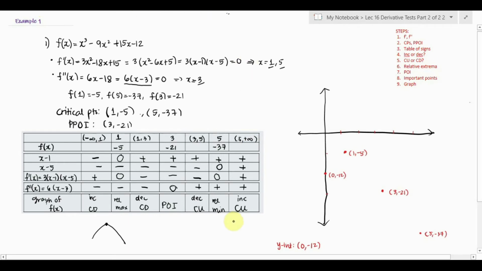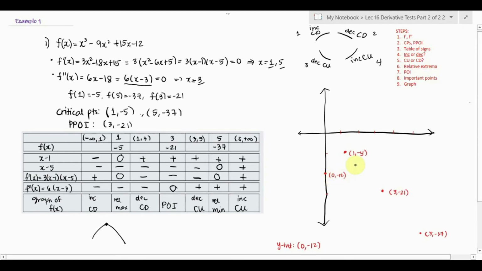So, we can now graph the rest of the curve based on the last row of our table. Pero before that, note ko lang na meron kang apat na pwedeng combination yan. You can have this, this, this, and this. Okay? So, guide lang naman natin to. This would be increasing concave down. This is decreasing concave down. This one is decreasing concave up. And this is increasing concave up. Okay? So, we have 4 choices here. So, ito yung magiging guide natin sa pag-graph.